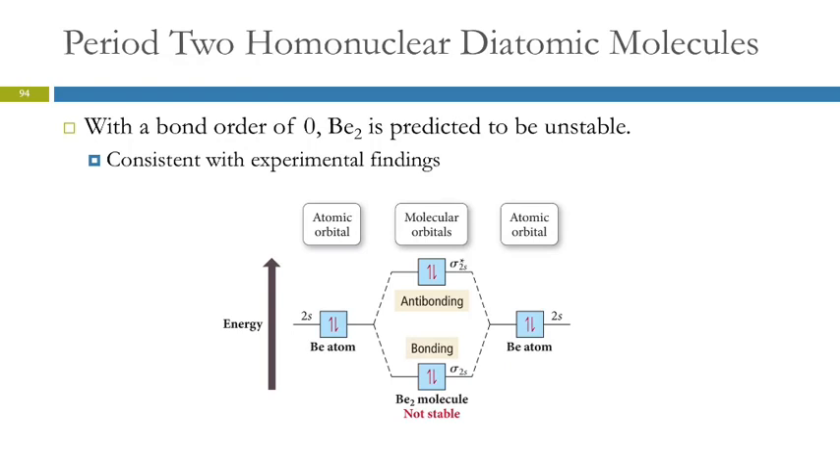Okay, Be2. So beryllium has 2 electrons in the 2s. So here's one beryllium atom, here's another one. Again, combining those 2 orbitals, we get an antibonding and a bonding. Now we put the 4 electrons in, 2 of them down here, 2 of them up there. You calculate the bond order. I don't think I need to write it out anymore. The bond order, there's 2 bonding electrons, 2 antibonding electrons. 2 minus 2 is 0, divided by 2 is still 0. Bond order of 0. This doesn't exist. The bond won't form because it's not going to lower the energy.